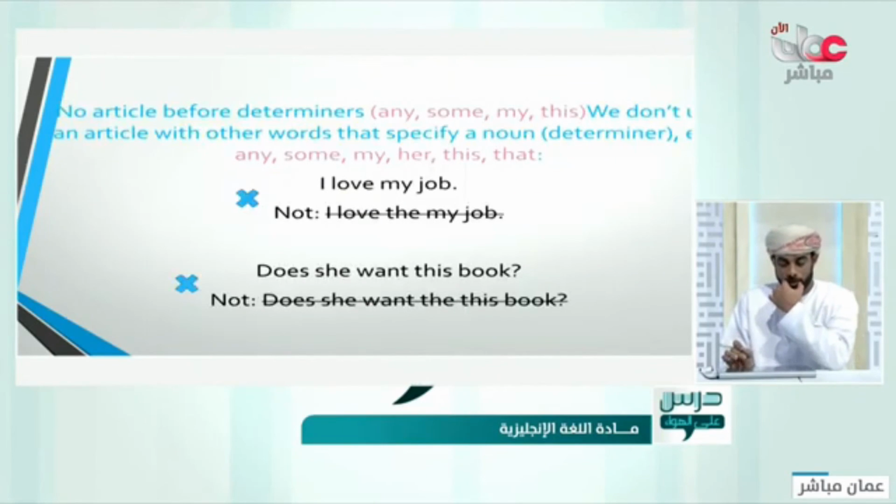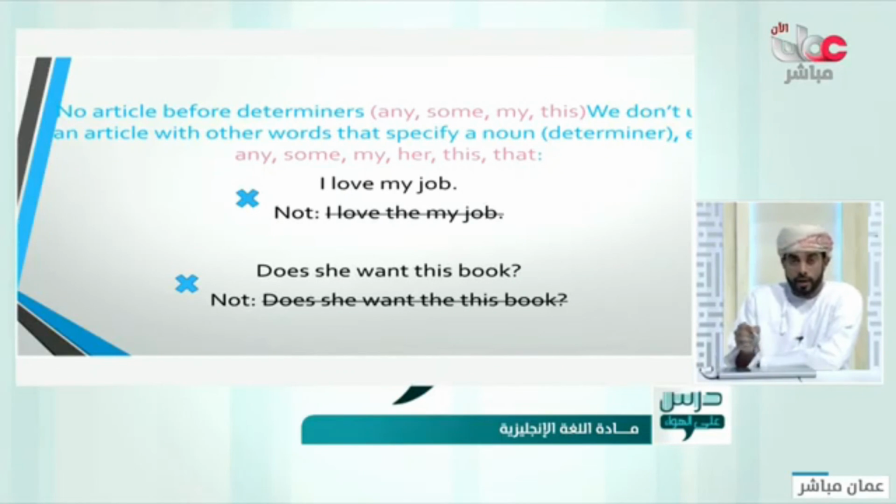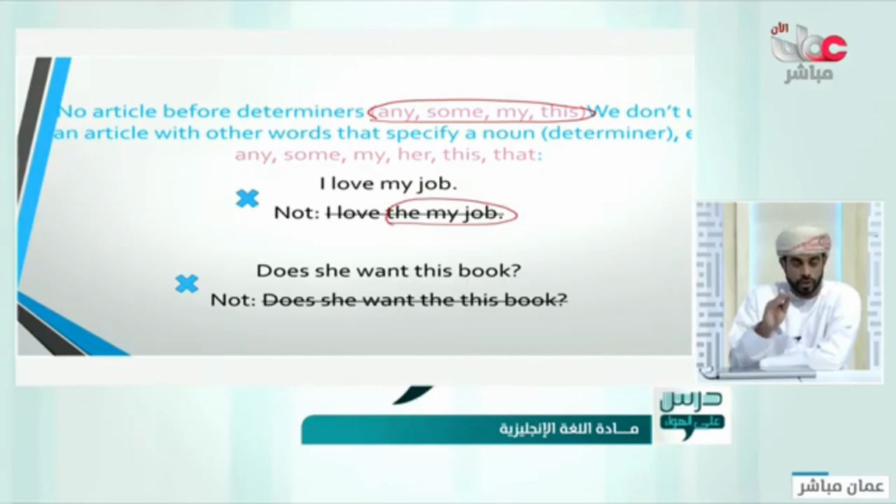Something else you have to bear in mind: we don't use "a", "an" or "the" with the words any, some, my, because you are defining it. For example, you say "I love my job", you don't say "I love the my job". No, because it's yours. I know which job you are talking about. Don't specify it more. The same thing in here: does she want this book? Don't say "the this book". I know which book you are talking about. Don't define it more.